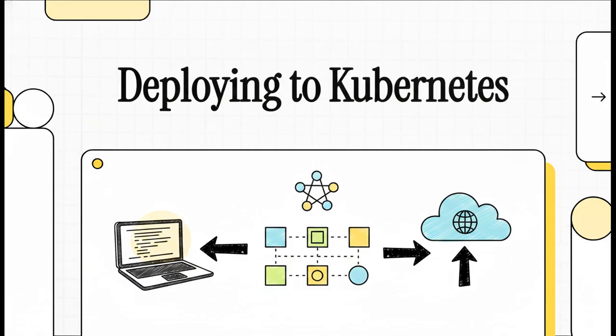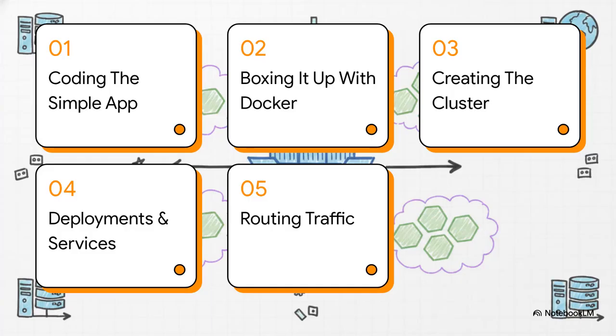And we're going to do this using one of the absolute most powerful orchestration tools out there, Kubernetes. To get us there, we've broken this whole process down into a neat 5-step pipeline. We'll start with coding the simple app, move into boxing it up with Docker, creating the actual Kubernetes cluster, setting up our deployments, pods, and services, and finally, routing traffic out to the whole world.